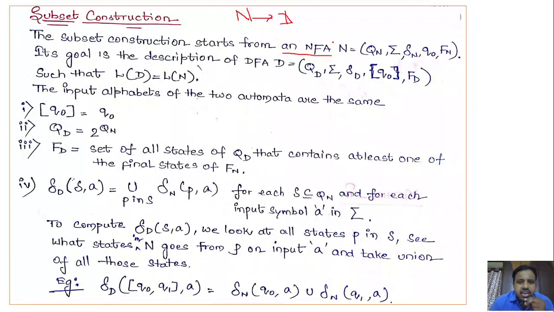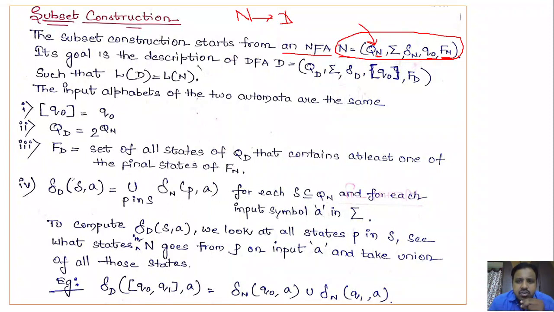Here we represent the NFA as capital N is equal to a 5-tuple: Qn, which is the set of states in the NFA N, where N indicates NFA. Sigma is the alphabet set. Delta n is the transition function in the NFA. Q0 is the initial state and Fn is the set of final states in the NFA. So the given problem NFA is mathematically expressed as N = (Qn, Sigma, delta n, Q0, Fn).